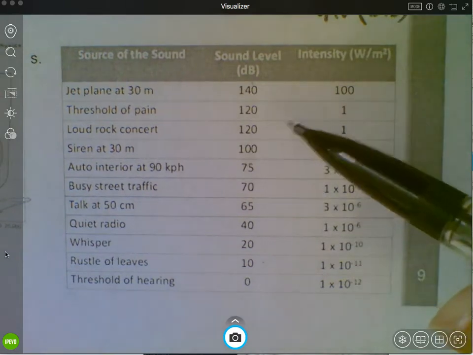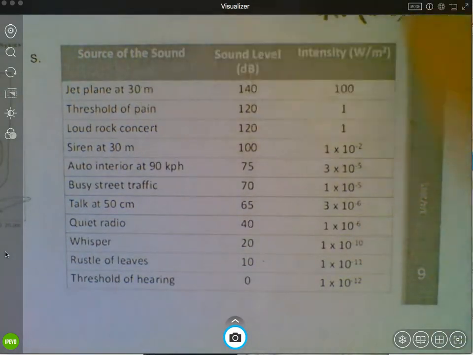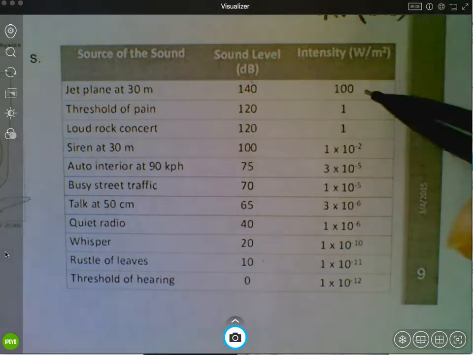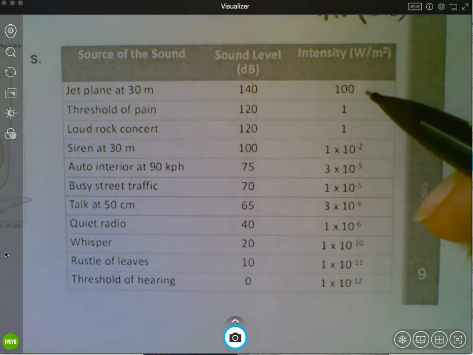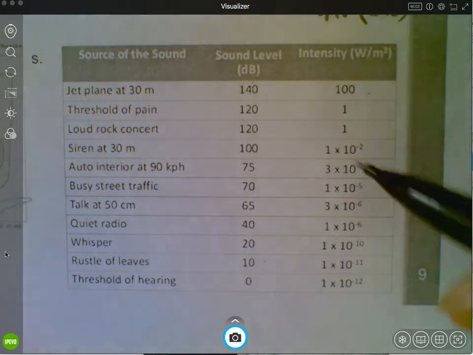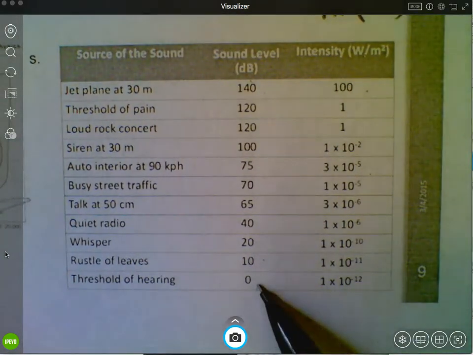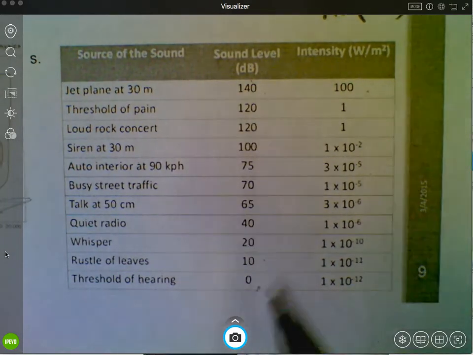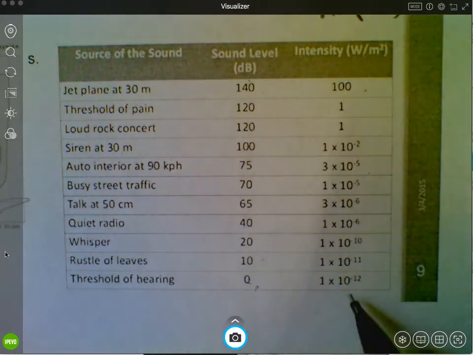But just so that you get the basic idea here, a jet plane at 30 meters is about 140 decibels, okay? And the intensity would be about 100, okay? Now, let's go up 10. So let's go down here. The threshold of hearing, that's 0 decibels, all right? The intensity of 0 decibels is 1 times 10 to the negative 12.